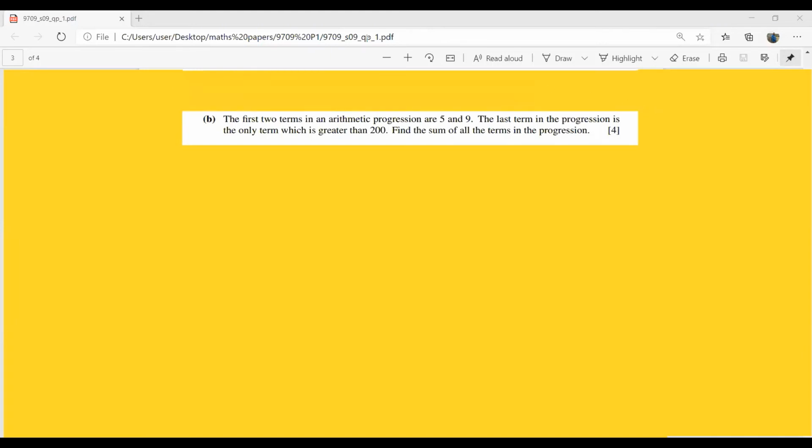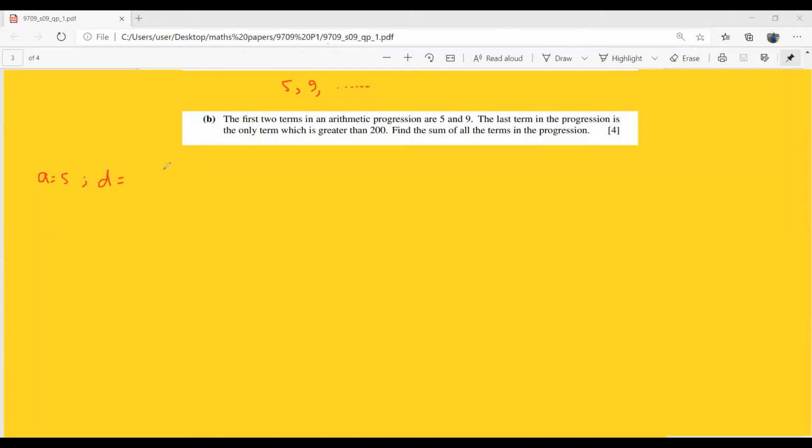Part B says the first two terms in an AP are 5 and 9. So if your A is 5 and the second term is 9, what is your D then? Yes, the common difference D. If it is like 5, comma, 9, comma, and so on, what will be D?